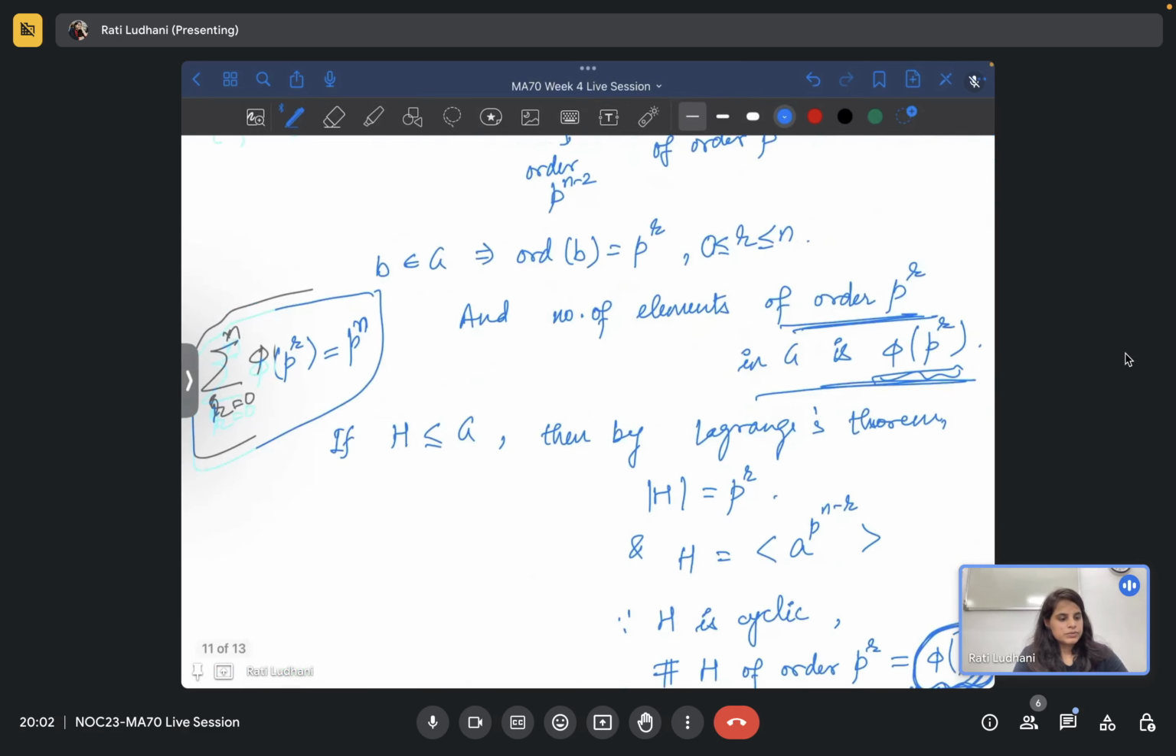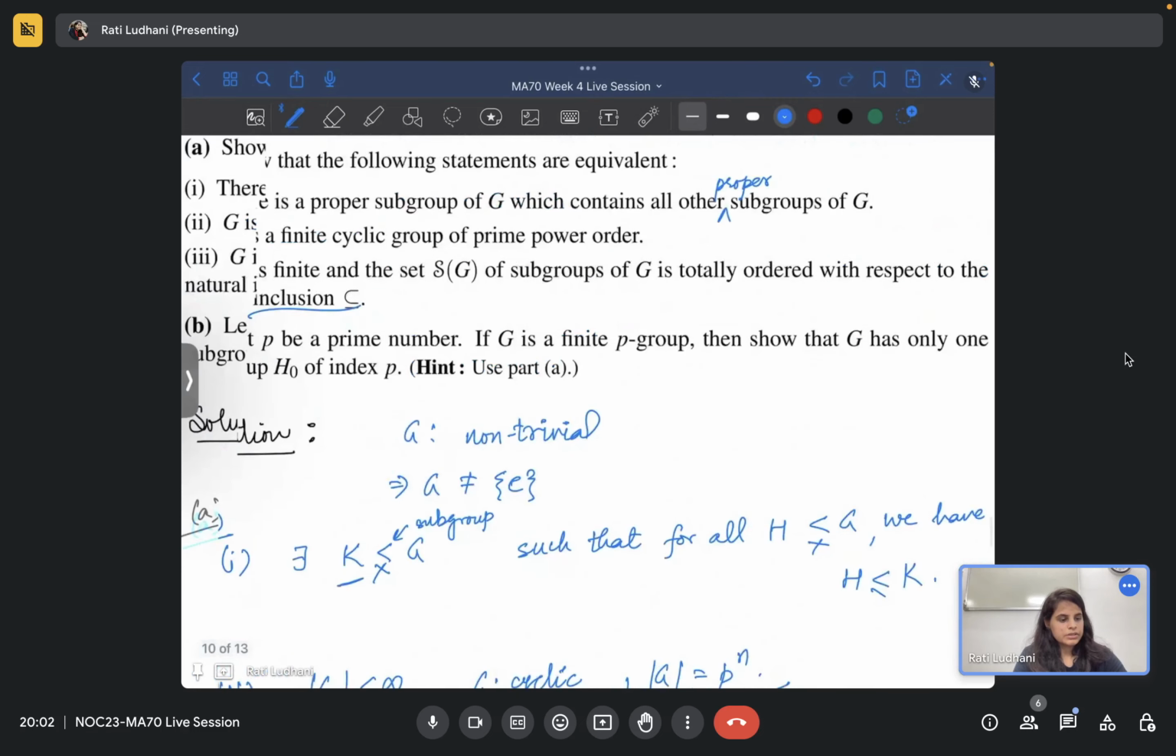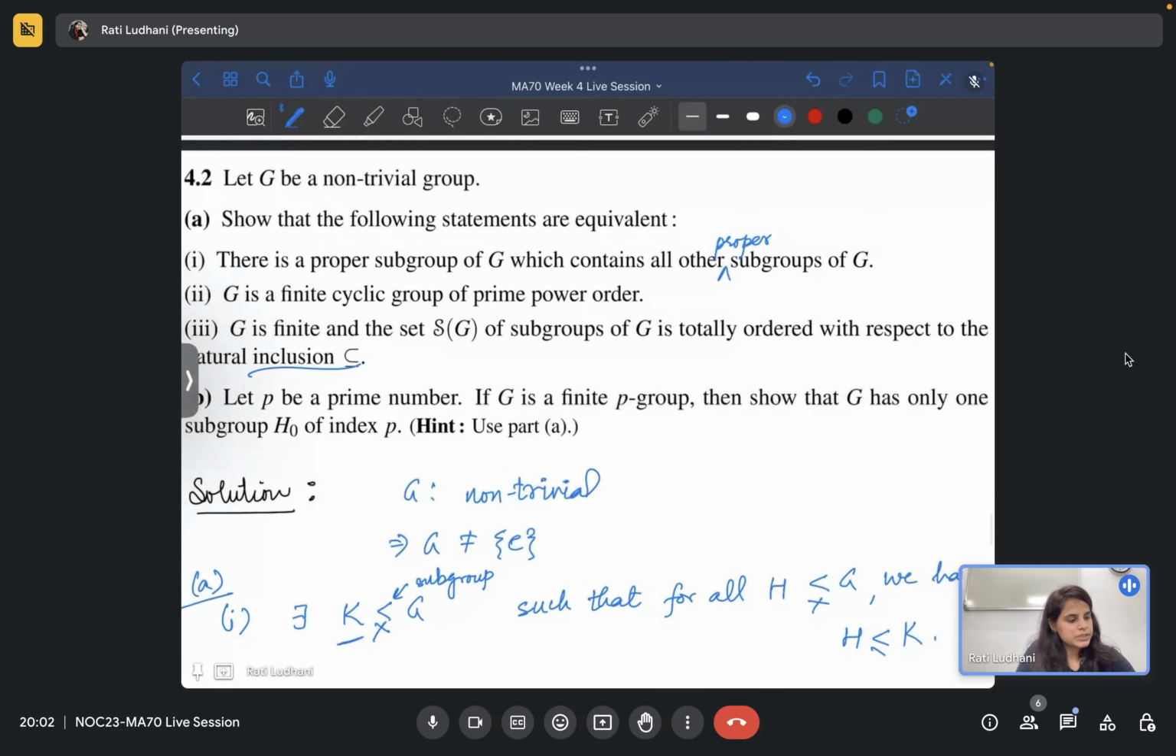Okay, so this was our second implies third. Now third implies first. Is this okay? So I'm proving third implies first.